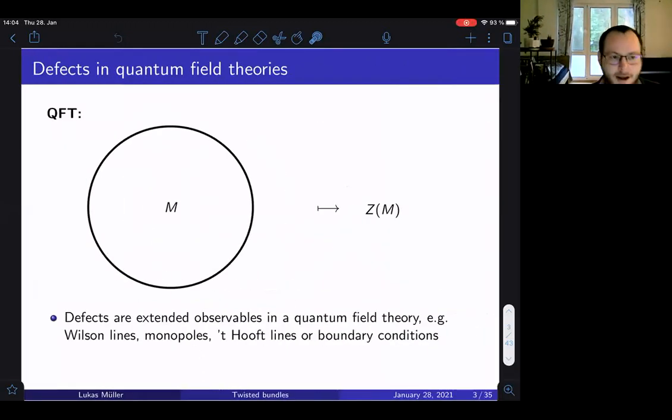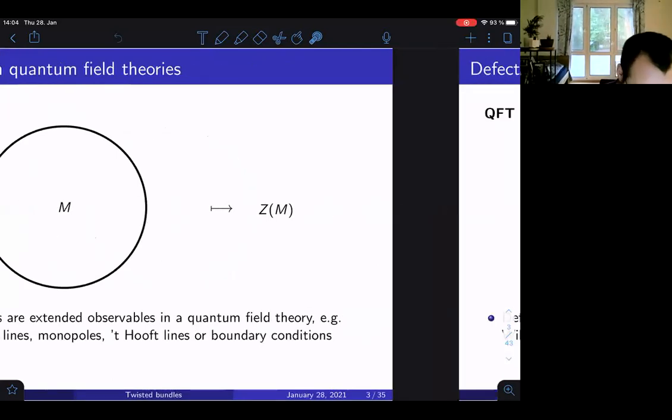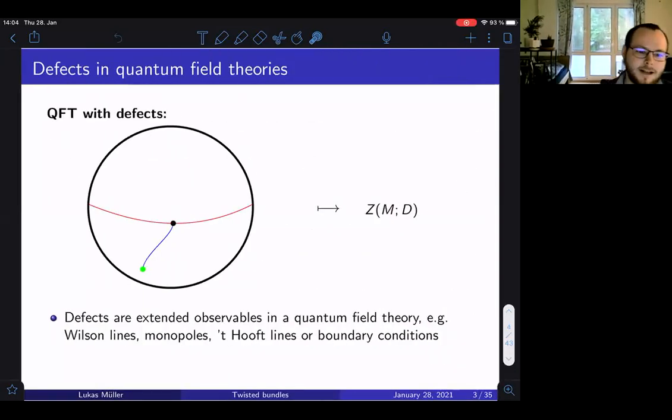Okay. So let me start with a really brief introduction to how I think about defects in a quantum field theory. Naively, a quantum field theory, you can mathematically think of as a tool which you put in a space-time manifold M, and it gives you back a complex number, the partition function, which should be computed as a path integral over some space of dynamical fields. And a defect in the quantum field theory can be thought of as some kind of extended observable. So now you do not only put in a manifold, but you put in a stratified manifold, where you have embedded submanifolds and something weird can happen on them.